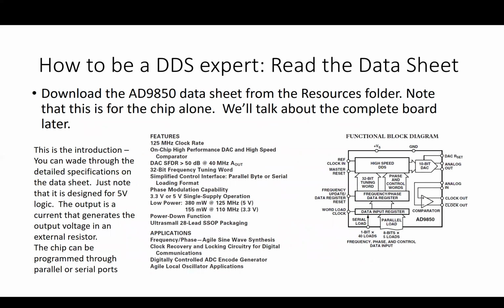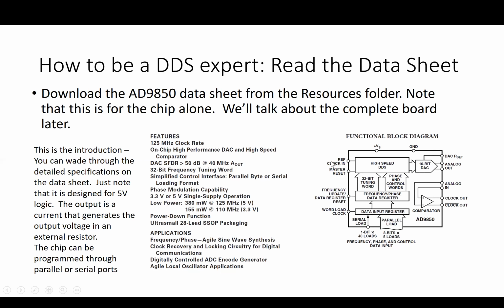So here is the first part of the data sheet. You'll find the data sheet in the resources folder on the web page. This is for the chip alone, but I always urge you to read the data sheet. A lot of it won't make any sense, and that's fine. But as you read more and more data sheets, you'll learn what to look for. And then when things don't work, you'll also learn how to search through the data sheet and find out maybe what mistake you might have made, or where there's a limitation of the chip.